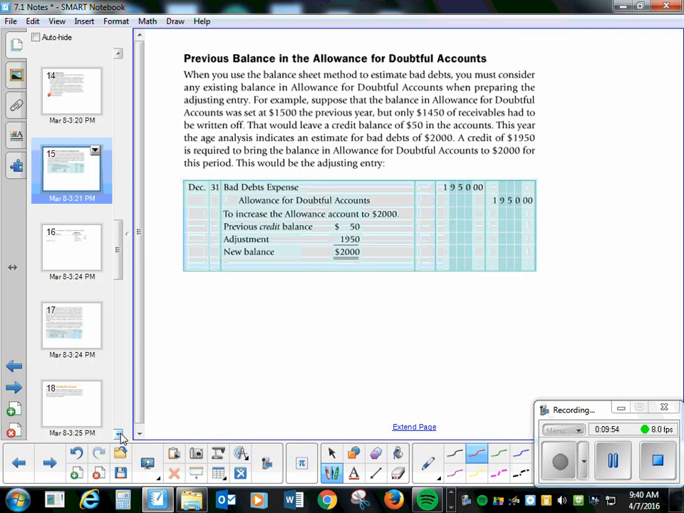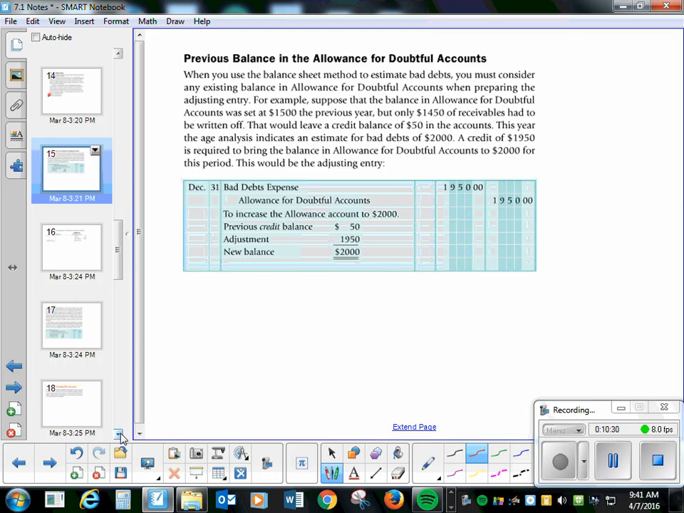When you use the balance sheet method to estimate bad debts, you must consider an existing balance in allowance for doubtful accounts when preparing the adjusting entry. For example, suppose that the balance in allowance for doubtful accounts was set at $1,500 the previous year, but only $1,450 of receivables had to be written off. That would leave a credit balance of $50 in this account. This year the age analysis indicates an estimate for bad debts of 2,000. A credit of 1,950 is required to bring the balance for allowance for doubtful accounts to 2,000.